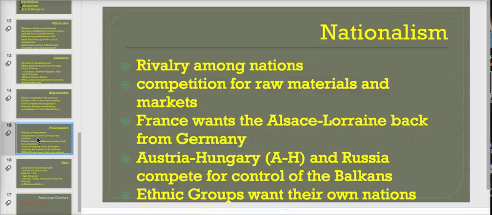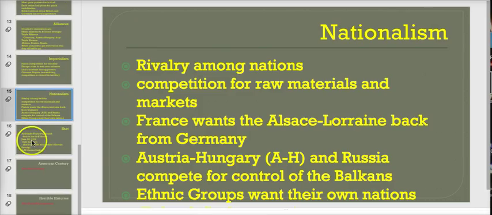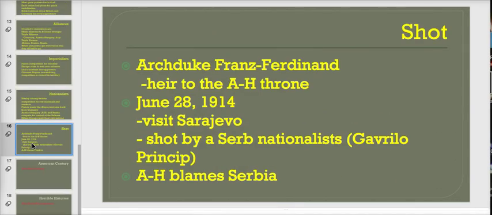You also have the Austro-Hungarian Empire, where you have many different ethnic groups that want their own nations. You have France still upset over the results of the Franco-Prussian War and loss of territory. And then the people are just very nationalistic, and that is going to be a cause of the war. So if I look at militarism, alliances, imperialism, nationalism, that's kind of the wood.